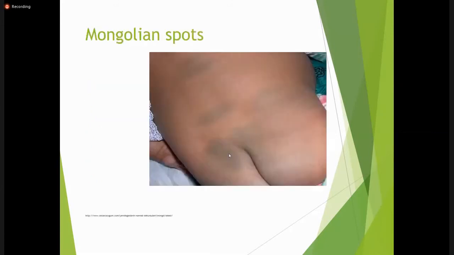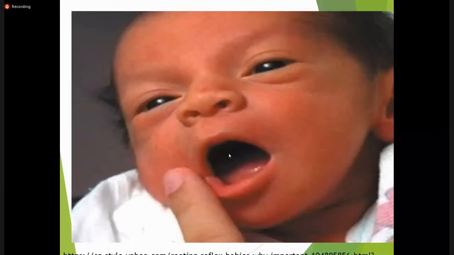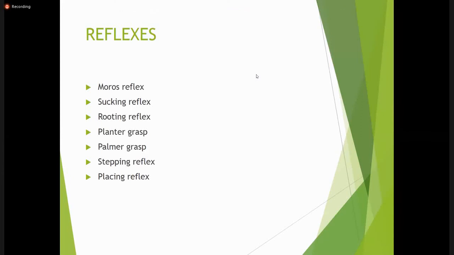So after all this examination, now we come to the neonatal reflexes. There are a few reflexes we should be able to perform. Ideally, we should be doing it on the baby live, but anyways, I'll try so that you will understand. So Moro reflex, sucking, rooting, plantar grasp, palmar grasp, stepping reflex, and the placing reflex.